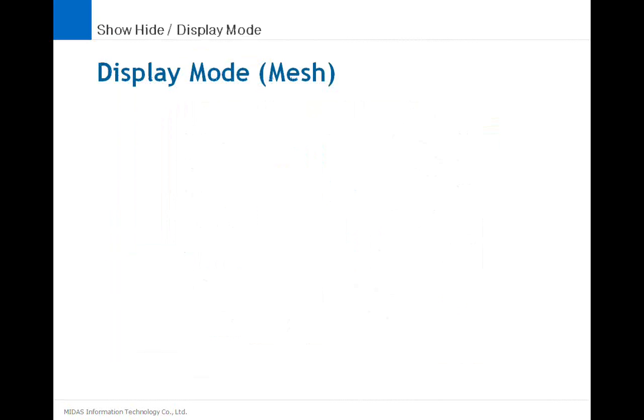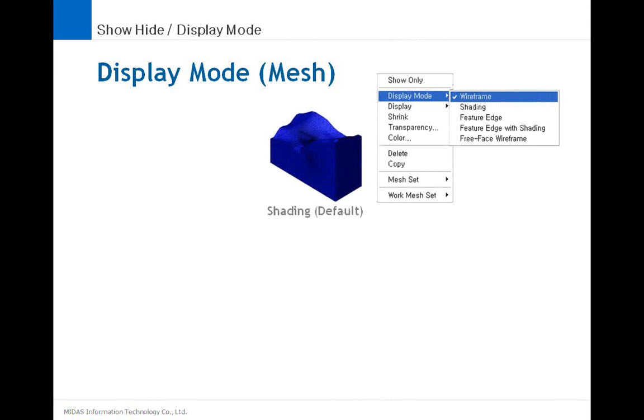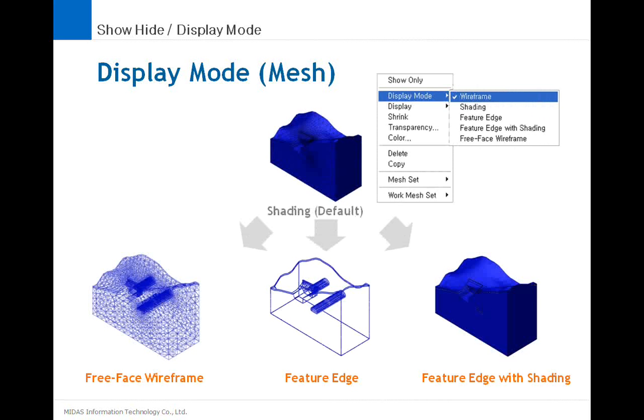So in the display mode, we have a single mesh which is shading by default. We can display the mesh in a wireframe mode, in a shading mode, in a feature edge with shading, and 3-phase wireframe. So this is how it will look in a single meshing, which is initially in shaded format, and how it will look in different formats.